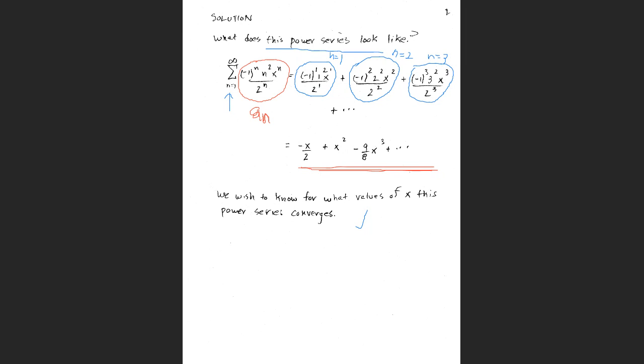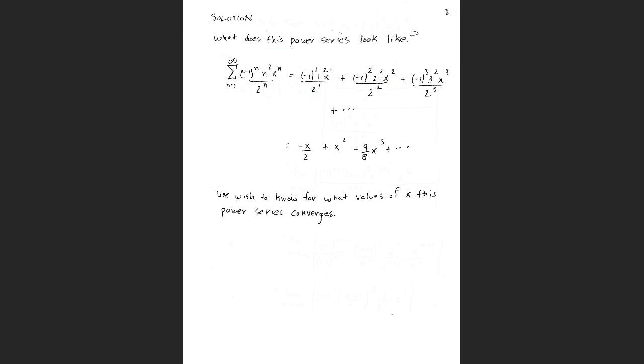So let's go to the next page. All right, so a sub n is -1 to the nth power times n squared times x to the nth power over 2 to the nth power. And now I'm applying the ratio test.